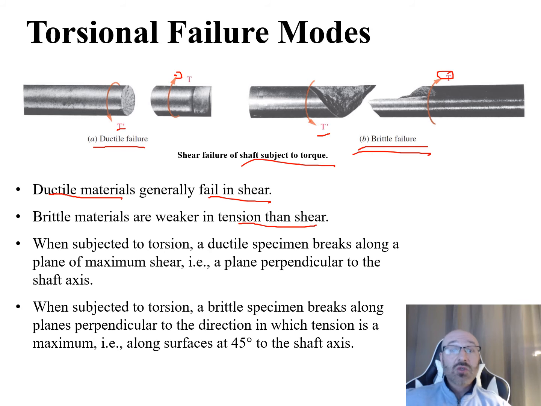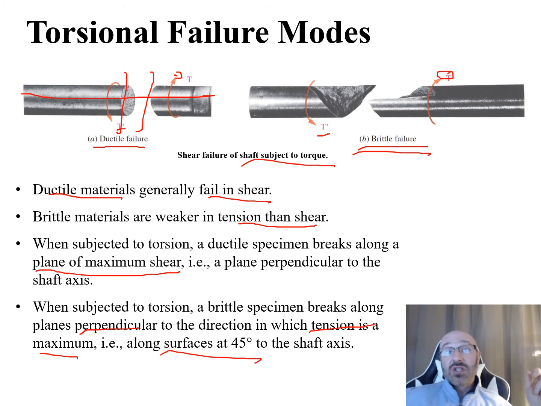So when subjected to torsion, a ductile specimen breaks along the plane of maximum shear, i.e., a plane perpendicular to the axis of the shaft. That's what we see right here, right along that perpendicular to the axis of the shaft. This is our shaft axis right there, and the break is going to be perpendicular to it. Now, a brittle specimen subjected to torsion is going to break along the planes perpendicular to the direction in which the tension is maximum, which is along 45 degrees to the shaft axis.